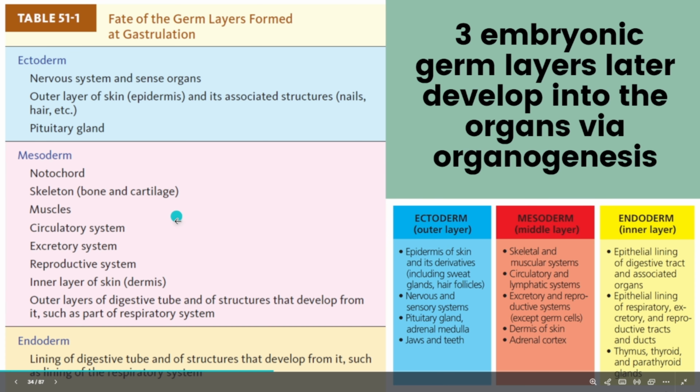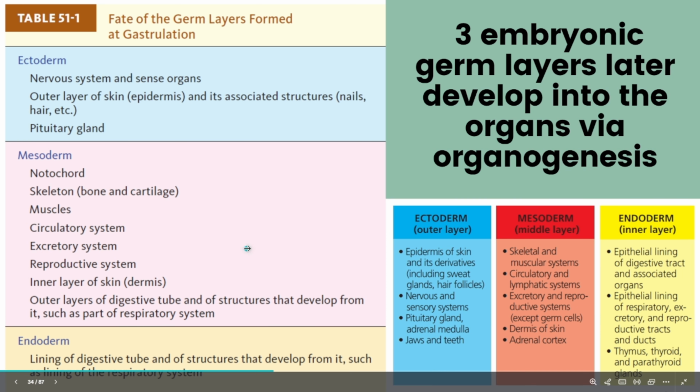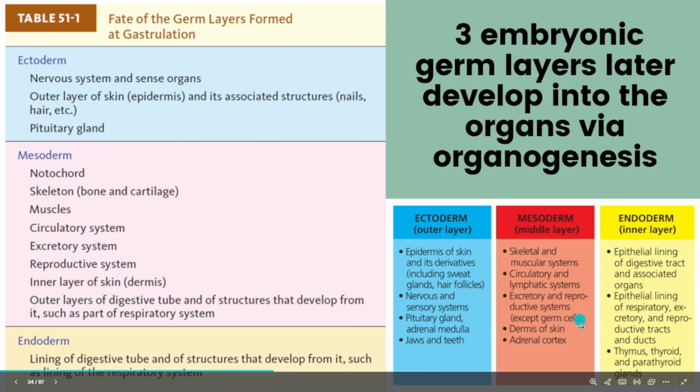For mesoderm, mesoderm is the majority. Most of the organs come from mesoderm, including notochord, skeleton, muscle, circulatory system, reproductive, excretory, the inner layer of the skin, and also the digestive tube, all that. And endoderm is the lining of the digestive tube. So normally endoderm is the epithelial lining. Including thymus, thyroid gland, all that is from endoderm. So please, you need to remember this.